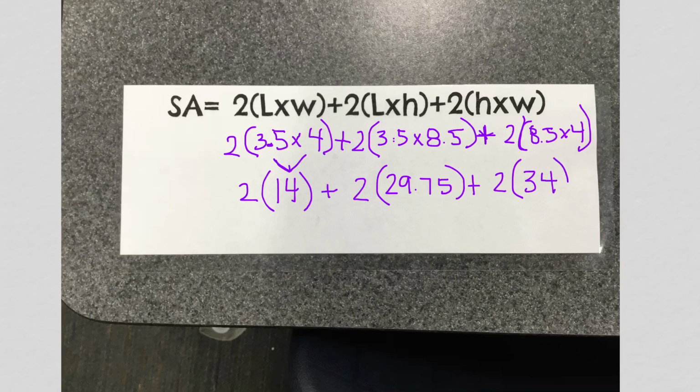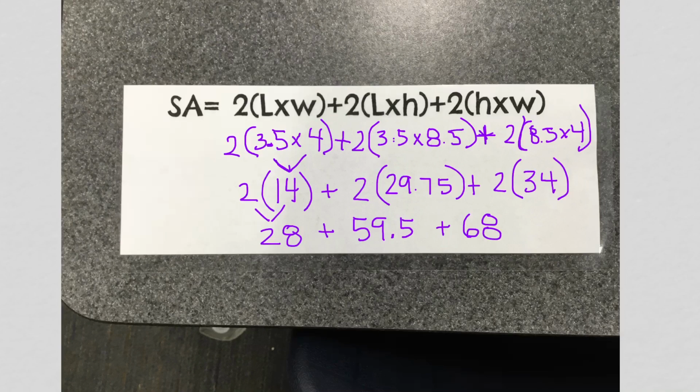34. All right, now with your calculator, do 2 times 14. That's easy. What's that one? 28. And then do 2 times 29.75. Give everybody a chance. 2 times 29.75. What do you get? 59.5. Okay, and then 2 times 34, 68, right? Okay. Now I need to add these.